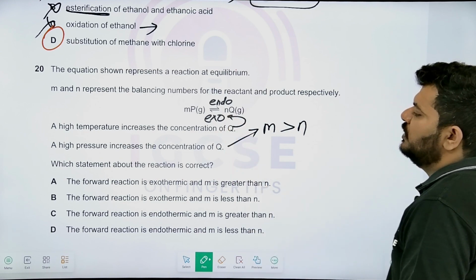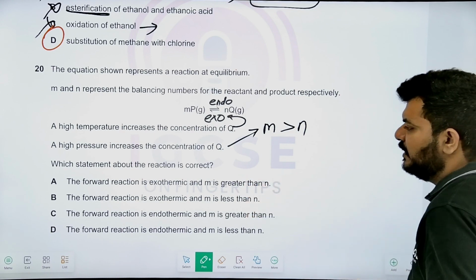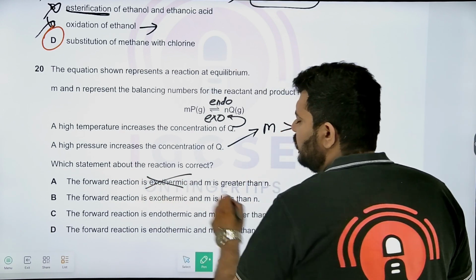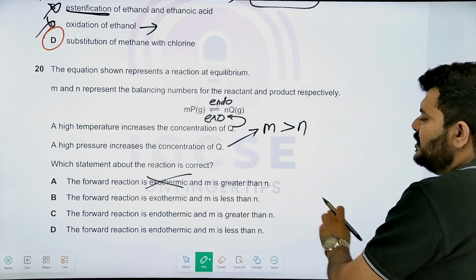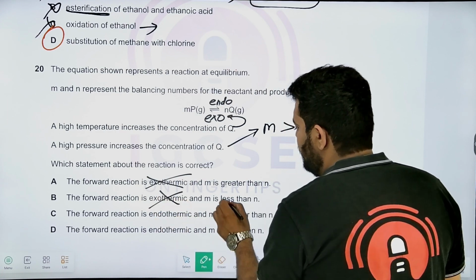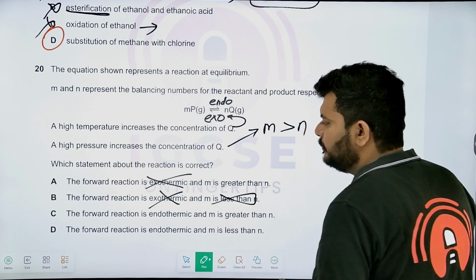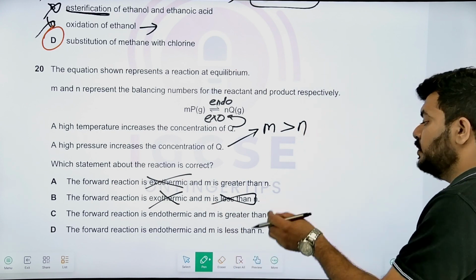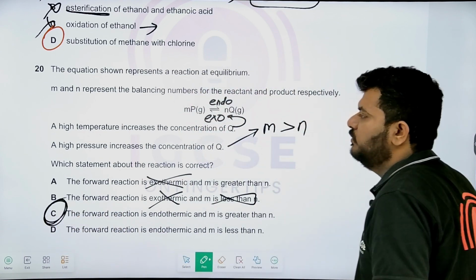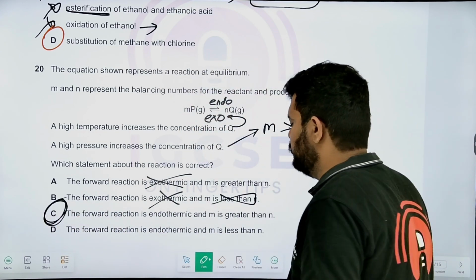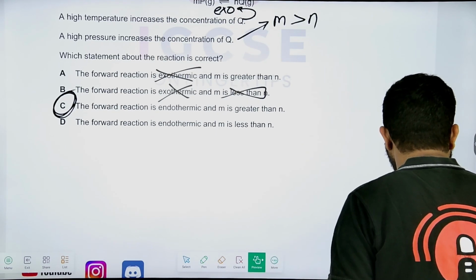Which statement about the reaction is correct? Forward reaction is exothermic and M is greater than N. See, forward reaction is endothermic, so this part is incorrect. Forward reaction is exothermic and M is less than N. This is also incorrect. Forward reaction is endothermic and M is greater than N. This is what we have found out from our own deduction as well. So that is your answer, right? No more questions over here.